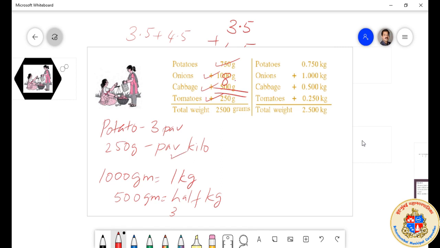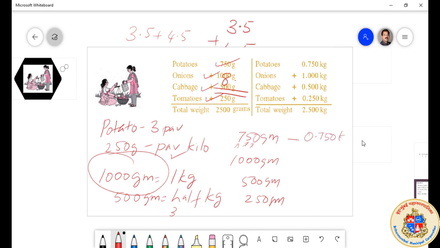But in mathematics, when we write 750 gram, 1000 gram, 500 gram and 250 gram, all these are in the same unit. And if we have to write in kilograms, we have to divide by 1000. Dividing by 1000 means the decimal point will move 3 positions to the left and it will become 0.750 kilogram. This is 1 kilogram, this is 0.5 kilogram, this is 0.25 kilogram.